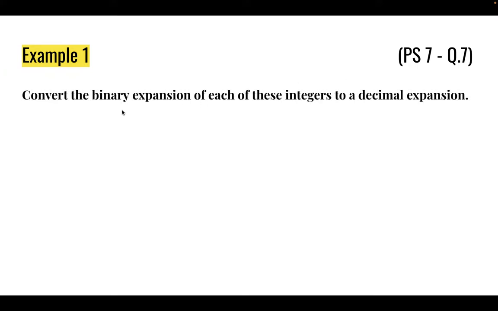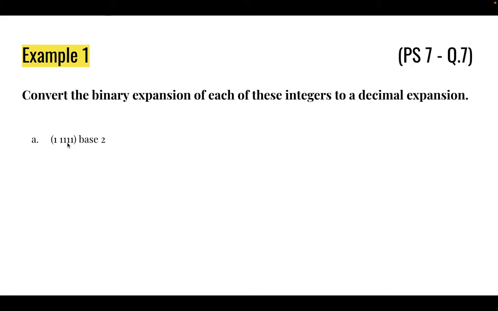Let's see an example. This example is from problem set 7, question number 7. We need to convert the binary expansion of each of these integers to a decimal expansion. So the first example is 1, 1, 1, 1, 1. We have 5 ones over here, and this is the binary representation, and we need to find the decimal expansion.